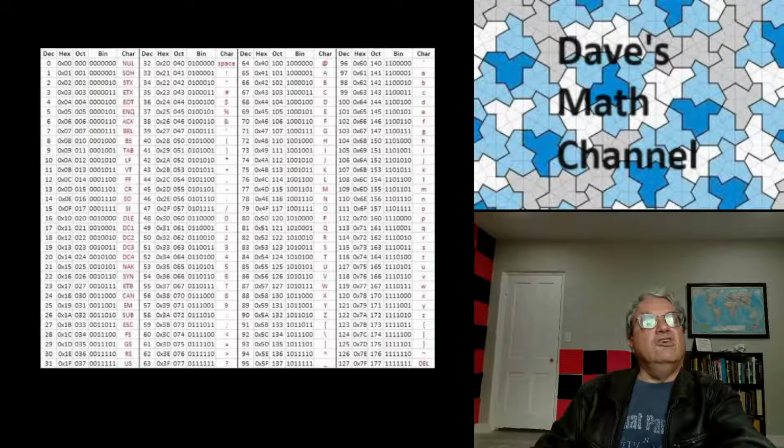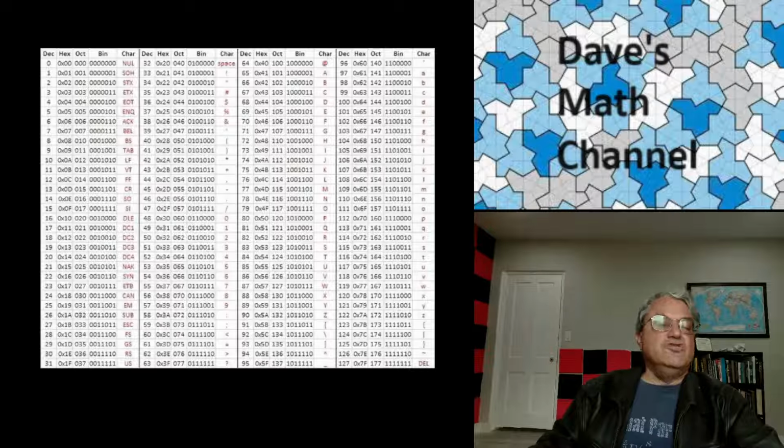And this is very, very useful because it turns out that the ASCII code, the code for all the characters that are used on your computer, those are letters or symbols.